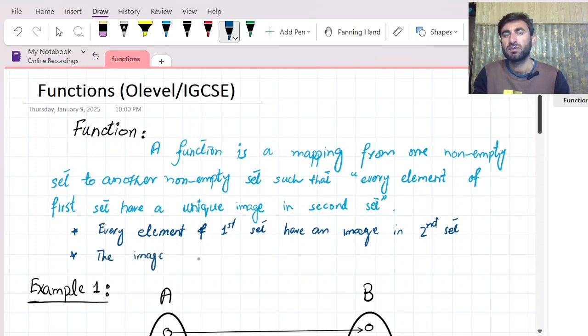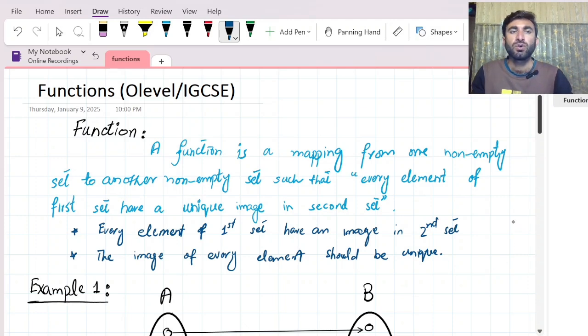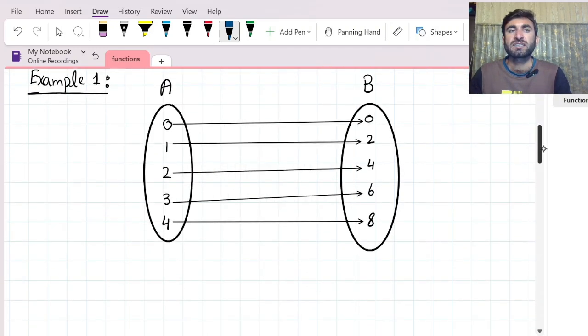The image of every element should be unique. Unique means that one element should have only one image. No element can have more than one image. If an element have two images or more than two images, that will not be considered unique, so it will not be a function. So let's explore an example.